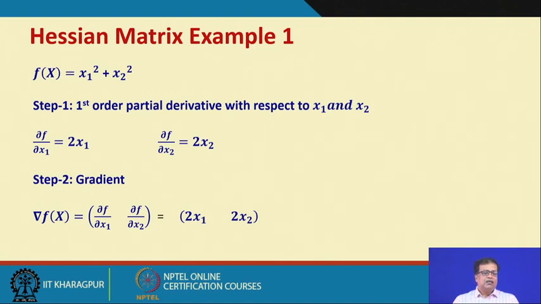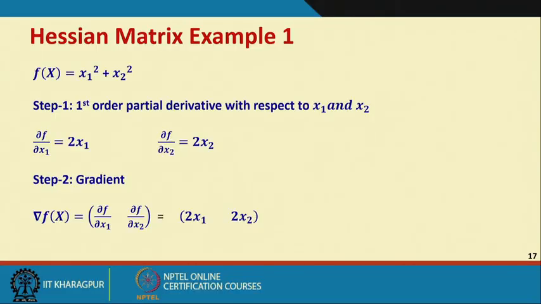Tell me what it is. If you take del x 1 of del f del x 1, now the del f del x 1 is 2 x 1. If you take it again del x 1, what will be the value? You have guessed it correctly, it will be 2, right. And what will be del x 2 of del f del x 2, because again the value is 2 x 2. So, it will be 2 again. So, those two terms we know.